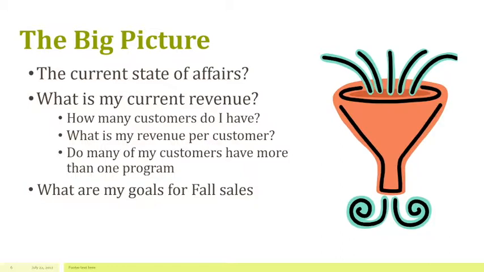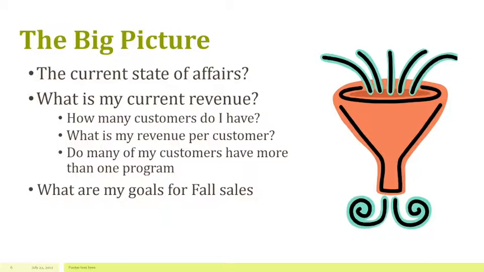Okay, so jumping into an actual plan. And again, you're going to look at this whole season, or you're going to look at a whole year and look at that big picture. What's the current state of affairs for your business? What's your current revenue? How many customers do you have? How many programs do your customers have? Or do they have aeration and seeding and grub and a lot of different programs that really build their revenue and make them a really profitable customer?